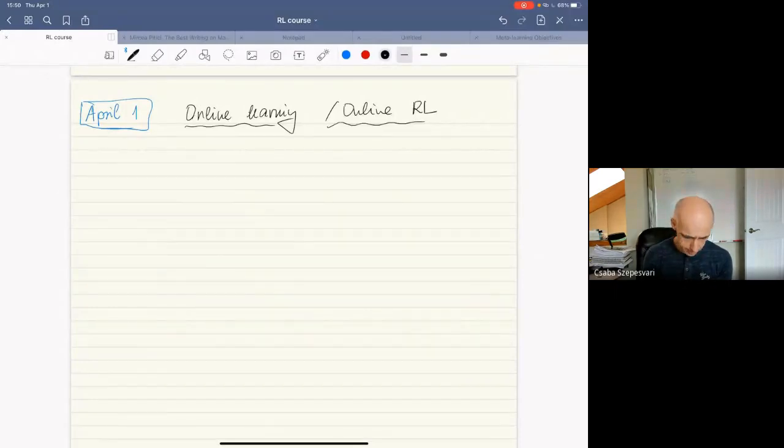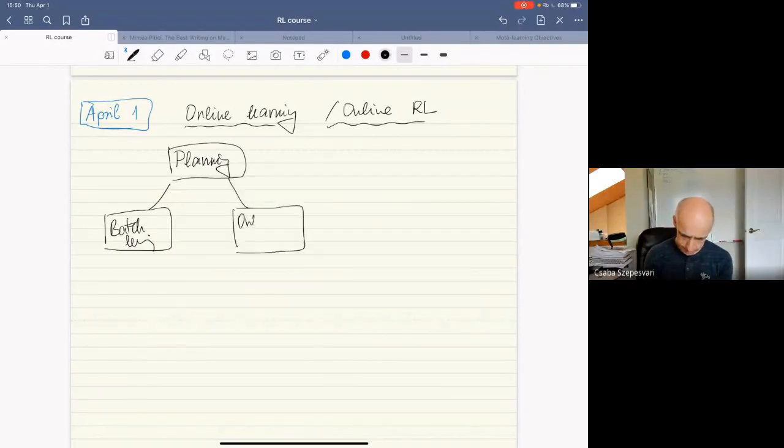So at the beginning I said that, okay, we're gonna have 3 topics: planning, batch learning, and online learning. Why are these children of planning? Well, maybe because they're a little bit harder than planning. And of course, we are recycling algorithms between these settings.